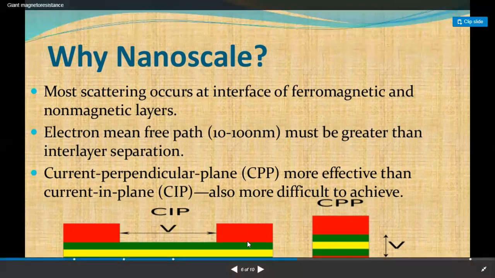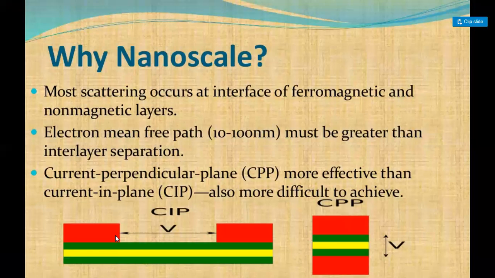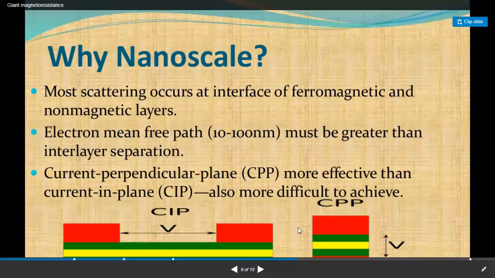This area shows CIP and CPP, current perpendicular to the plane. At the two corners, this is spin down and spin up of the anti-parallel magnetization, which changes with the different values of the different inter-layers. The electron current changes from CPP to CIP. This is the current in plane. This shows the current perpendicular to the plane.